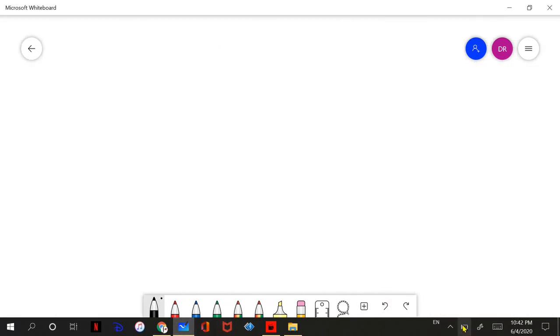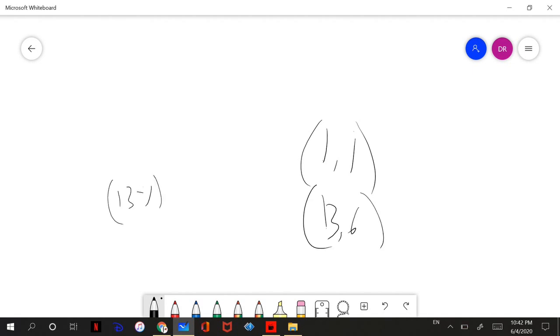Now let's do one more problem. Let's say we had 1 and 1, and let's say 13 and 6. So 13 minus 1 squared plus 6 minus 1 squared. Then you take the square root.